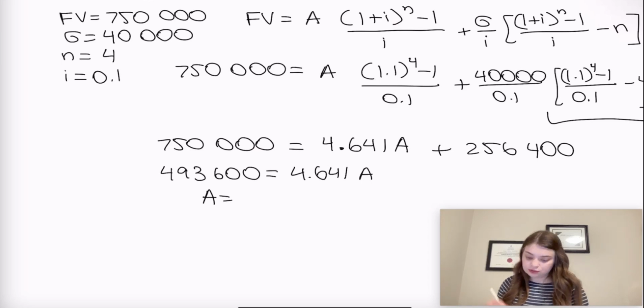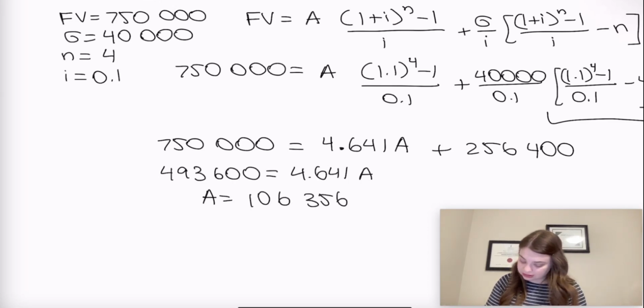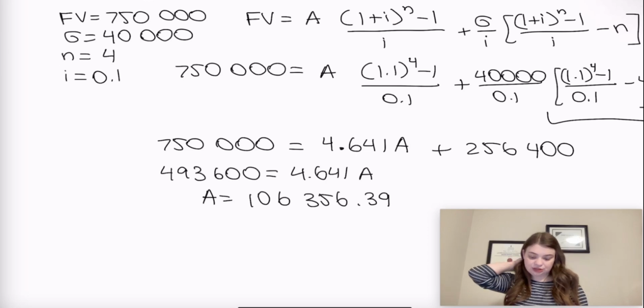Therefore, A is going to be equal to 493,600 divided by 4.641, which if we type that in a calculator, we get $106,356.39 approximately. It's actually 38.87 and some other stuff probably, but we're just going to cut it there and round it to the nearest two decimal places for dollars and cents.